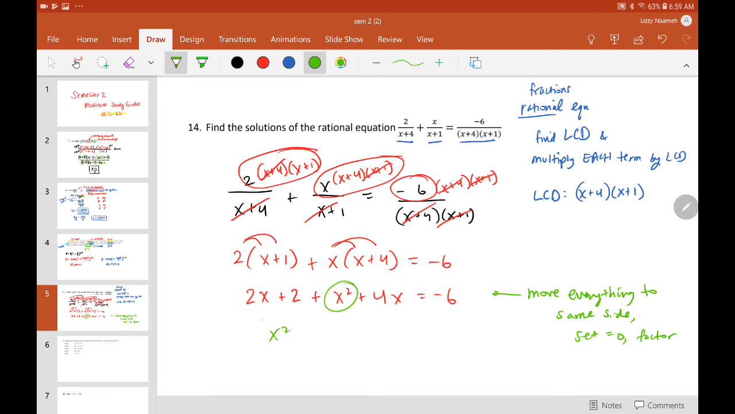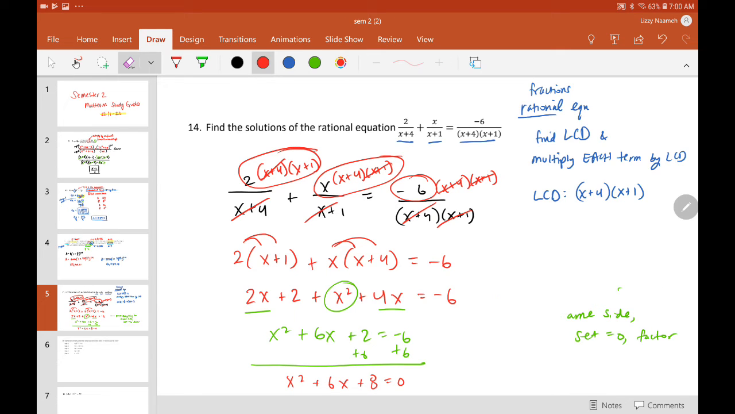So I've got x squared, combining my like terms here, plus 6x. And then I have plus 2 equals negative 6. But I know I need to move that 6 over. So I'm left with x squared plus 6x plus 8 equals 0. Now I need a little more room to finish solving, so I'm going to go to the side because I need to factor.